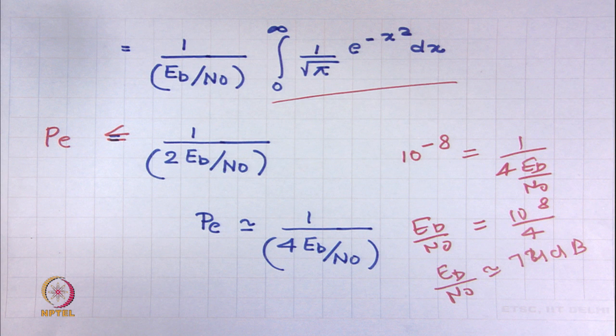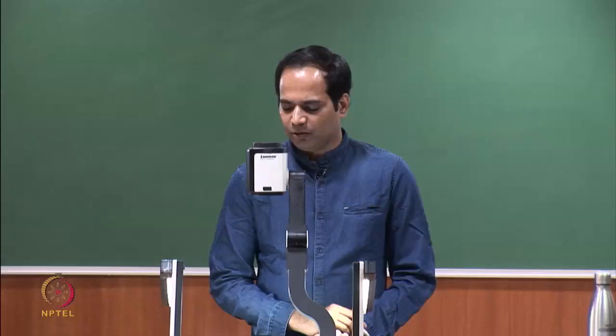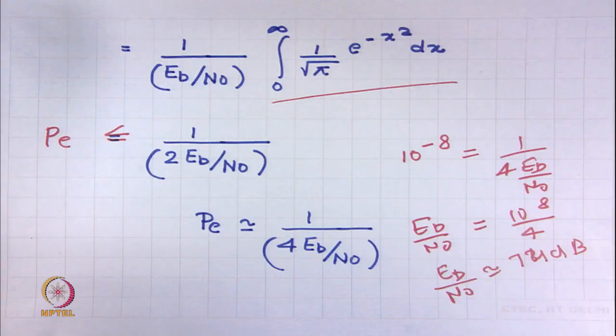The Eb/N0 requirement increases to pretty large values, and thus it prohibits the use of these simple modulation schemes in case of fading channels. We need to do something else to improve the probability of error.